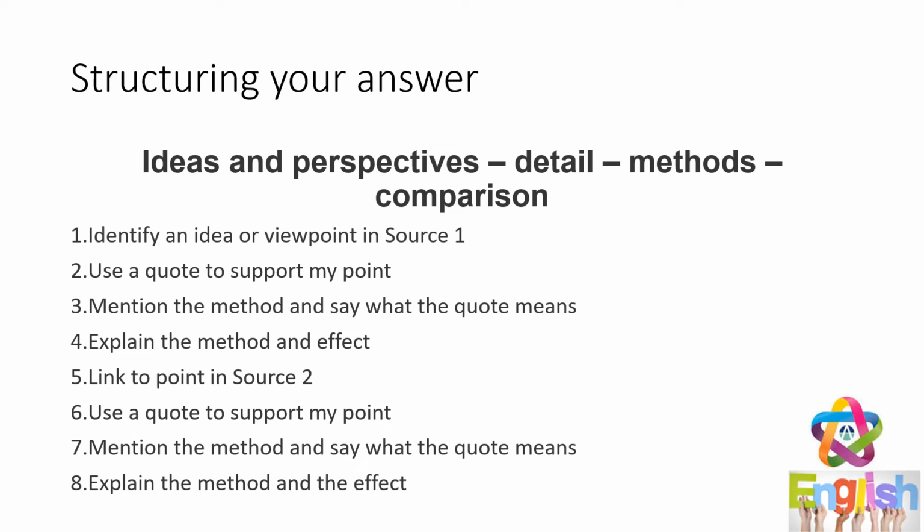Okay, so on the screen there, you will see what you should be doing. You want to identify a quote or viewpoint in source 1. You're going to use the quote to support your point. You're going to mention the method and say what the quote means. You're going to explain the method and its effect. You're then going to make a connection between that quote and source 2. You're then going to use a quote to support your point for that. You're going to mention the method and say what the quote means, and you're going to explain the method and the effect. There's always going to be a structure. You're going to do that at least 2 to 3 times.